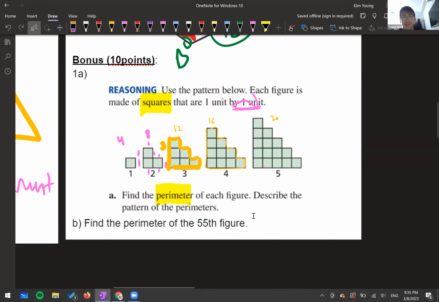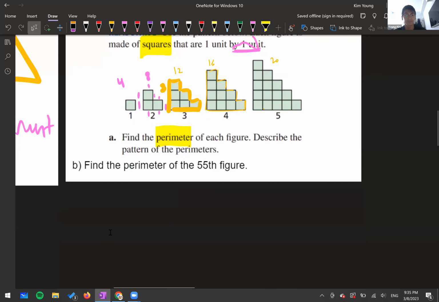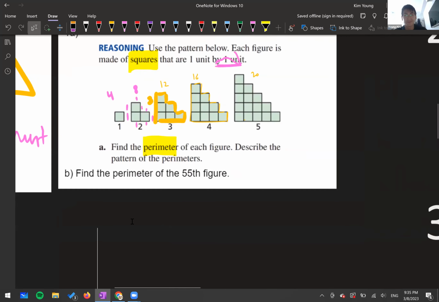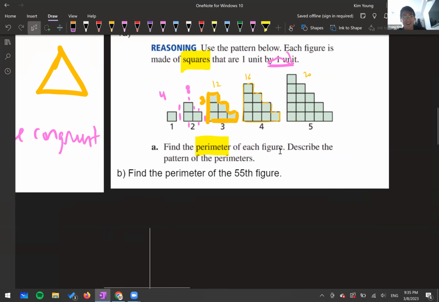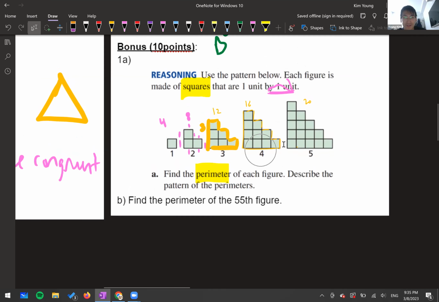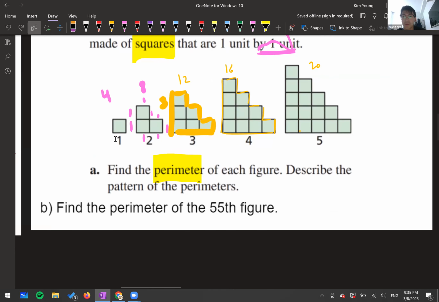Okay, so you could say the pattern of the perimeters, maybe I should type because I've been talking a lot. The pattern of the perimeters, it looks like the perimeter is 4 times the figure number, okay? Because remember, this is figure 1, so 1 times 4, is that 4? Yes, it is. 2 times 4, is that 8? Yes. 3 times 4, 12. So I would take that as an answer.